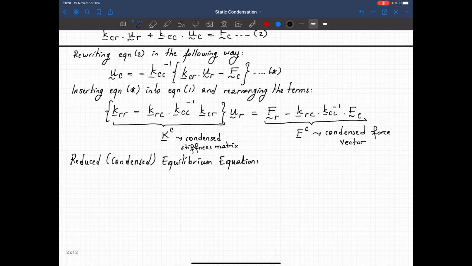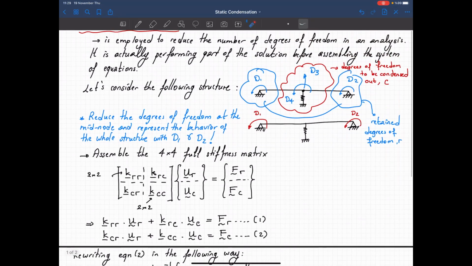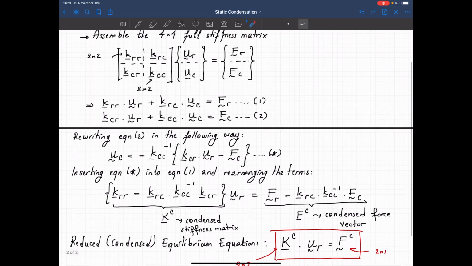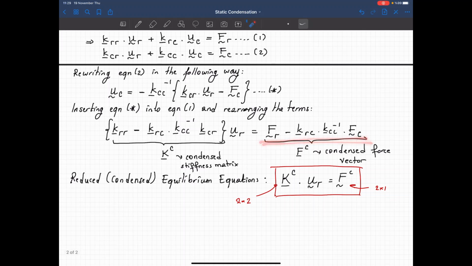as follows. This is a new stiffness matrix Kc multiplied by UR is equal to a new force vector, and for this specific example this will be a 2 by 2 matrix. This is a 2 by 1 vector, and if you think about it, this Kc actually describes the behavior of this whole structure with only these 2 degrees of freedom, and whatever unbalanced force I have on these degrees of freedom, they are transferred to these nodes as equivalent unbalanced forces with the following equation.